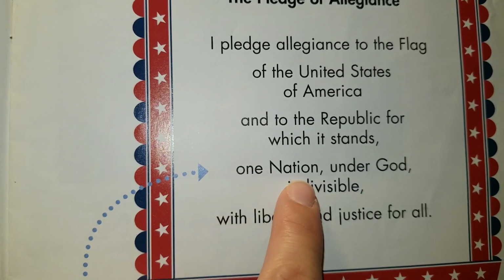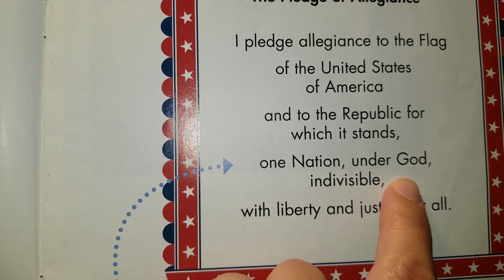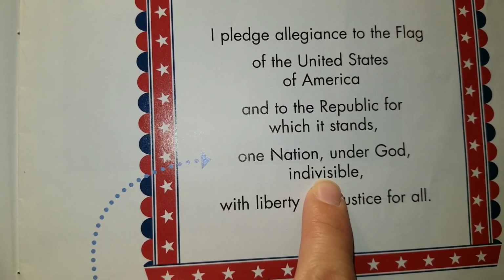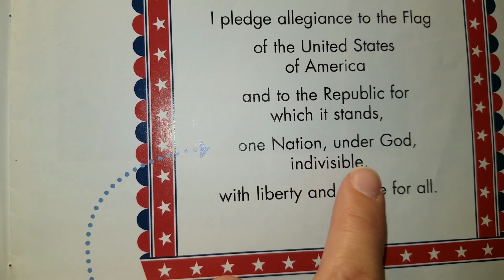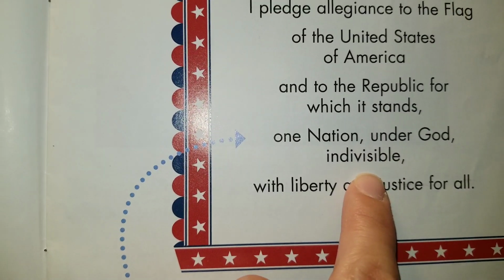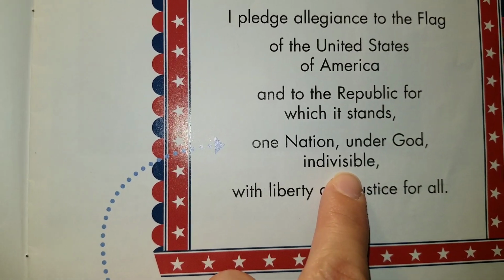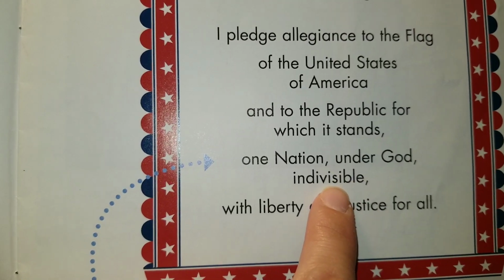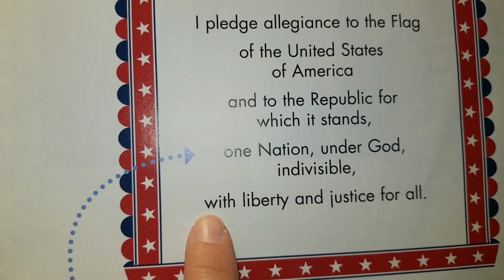Then it says one nation under God. Under God means that God is watching over all of us, right? Indivisible. Even though our country is made out of 50 states, it's still one country. So we've learned, boys and girls, that the strength is in the unity. Whenever we are together, we're stronger. We don't want to break apart, because then we're not strong anymore.